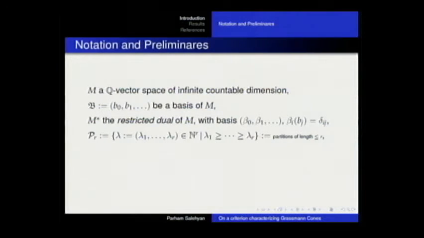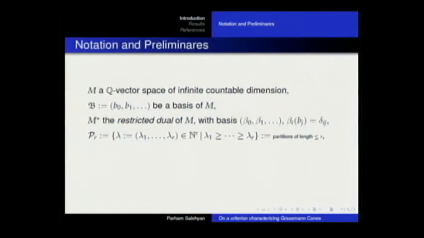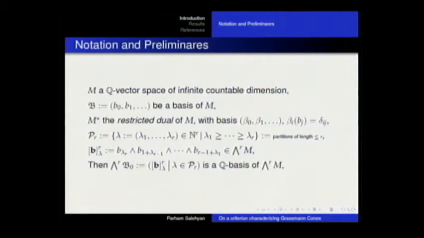Also, P_R denotes the set of the partitions of length at most R. And given a basis for M, we can get a basis for wedge R of M, defined in the following way. That is, in fact, parameterized by the partitions of length exactly R.